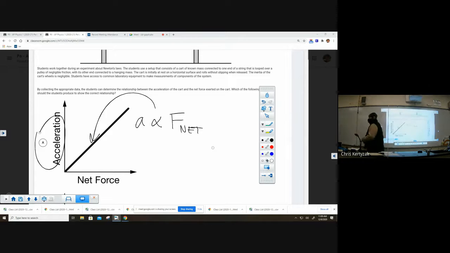That's what a directly proportional graph looks like. Doubling one doubles the other, tripling one triples the other. When one's 0, the other's 0. Directly proportional. Moving on.